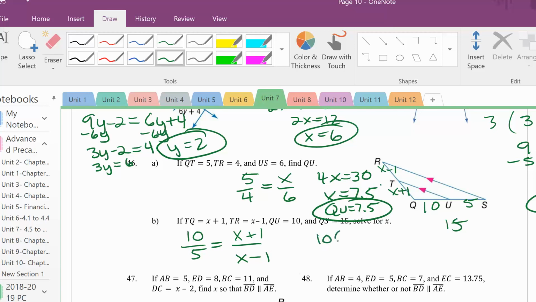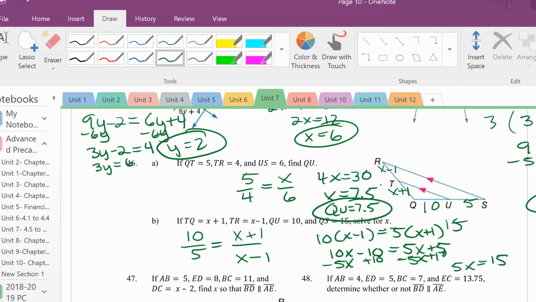So you cross multiply. And subtract. So you get 5x equals 15, so x equals 3. And that's what it wanted.